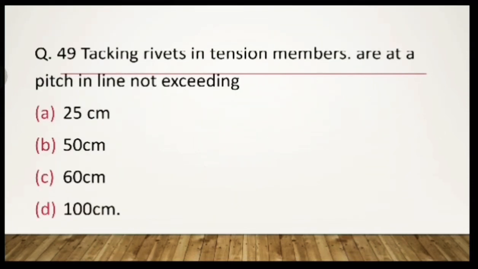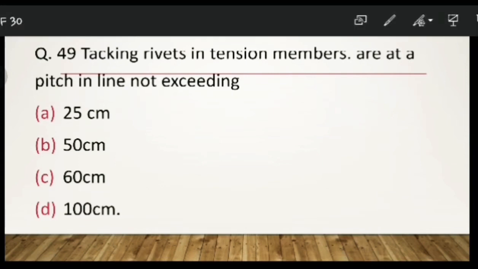Next question, question number 49. Tacking rivet in tension member are at a pitch in line not exceeding: option 1, 25 cm, option 2, 50 cm, option 3, 60 cm, option 4, 100 cm. Your option 4 is correct, 100 cm.